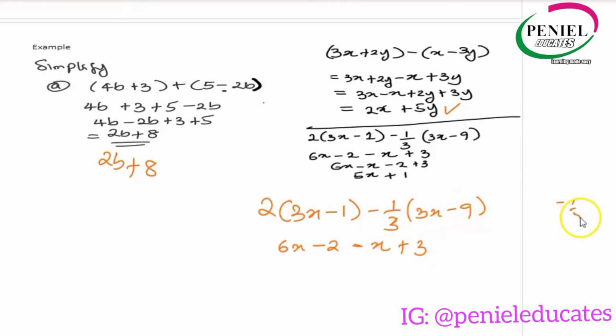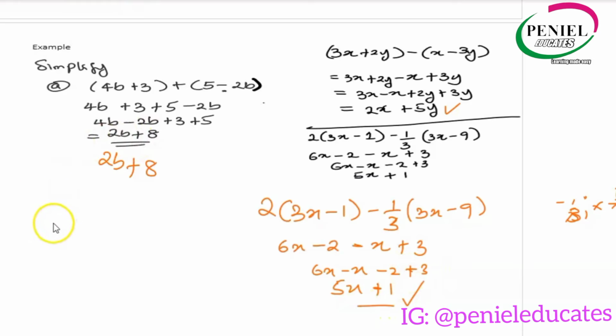That's minus 1 over 3 multiplied by the minus 9. So 3 will cancel 3: 3 here is 1, 3 here is 3. That's plus 3. And collecting the like terms, 6x minus x is going to give you 5x. Then minus 2 plus 3 is going to give you a positive 1. Minus 2 plus 3 is a positive 1, and that is going to be the answer.